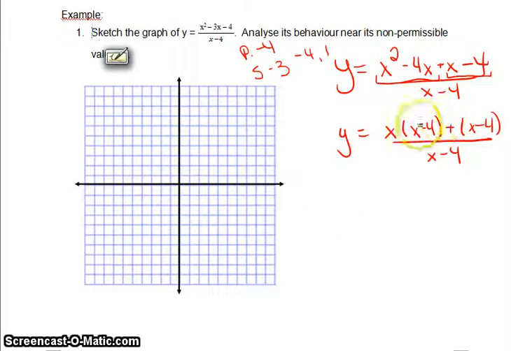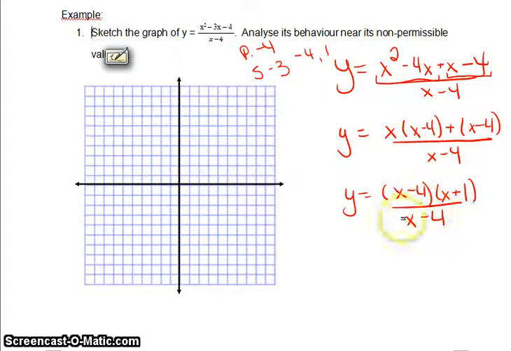Then, continuing on with our factoring, we'll pull out that common factor. So we have y is equal to x minus 4, what we're left with is x plus 1, that's all divided by x minus 4.